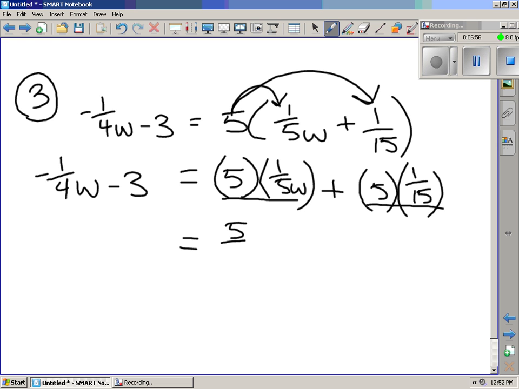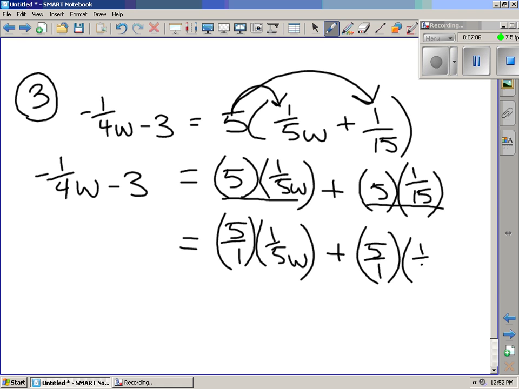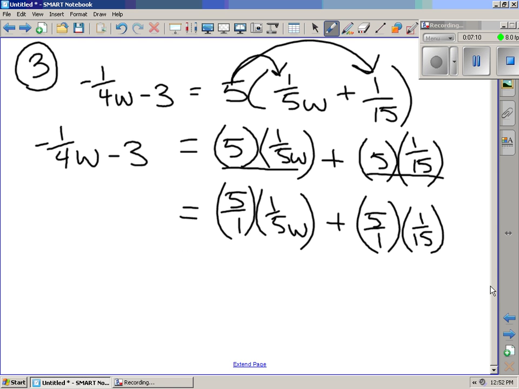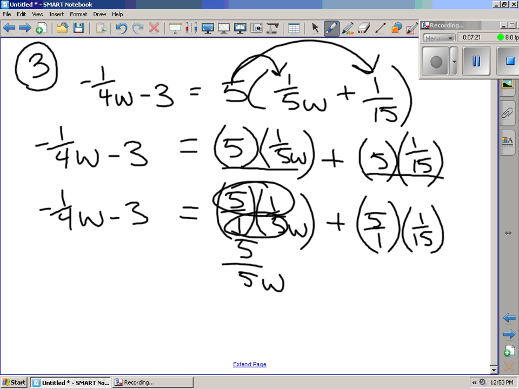I'm going to write this 5 in fractional form since I'm multiplying it by a fraction. I'm going to do the same thing with the 5 over here. And then I'm going to multiply across. So I multiply the 5 times the 1, and again I multiply the 5 times the 1, and I get 5/5 w.